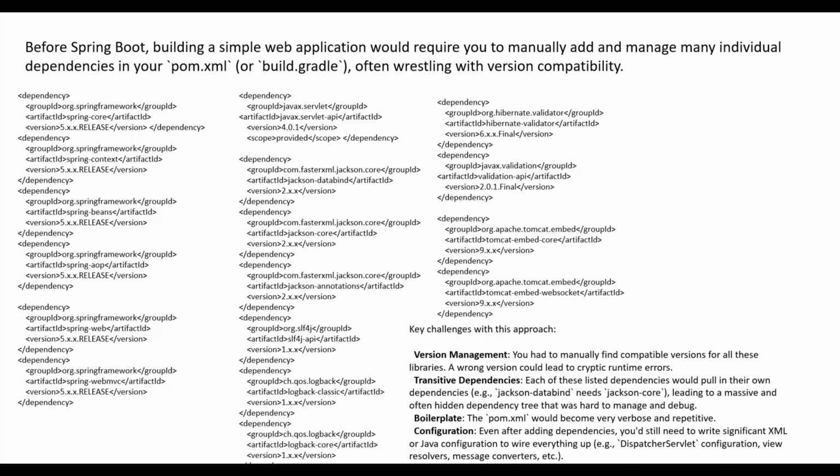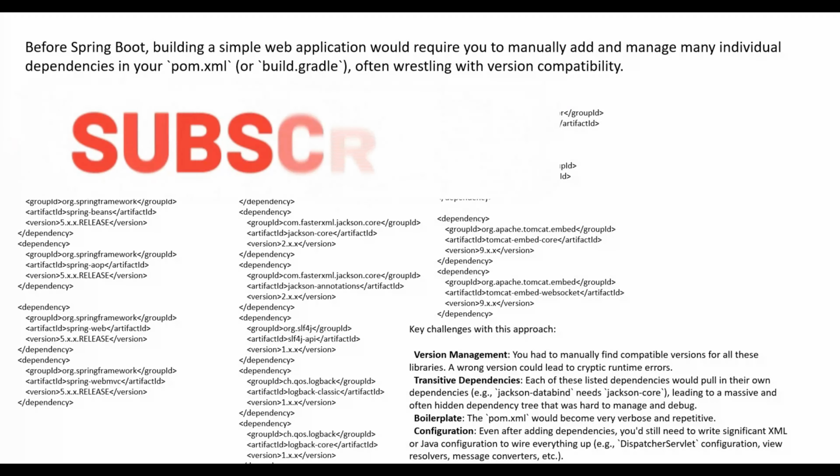Now if you see, the challenges are: one is version management, which we already discussed, the transitive dependencies, and the boilerplate code. It also used to have configuration as well. So you have to add the dispatcher configuration, the view resolver, the message converters, etc. You have to find out the versions compatible with all those. One single change or one single incompatible version used to lead your application to runtime errors. All the transitive dependencies also used to get pulled in, so you have to manage that and debug that. So it was very cumbersome.